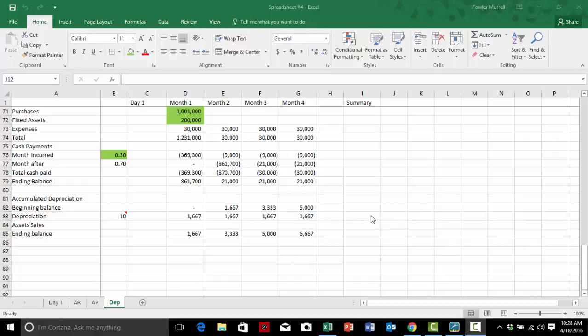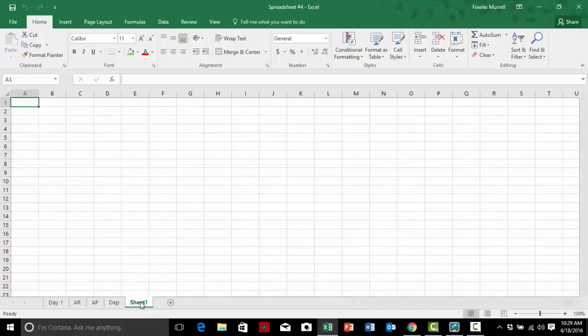Hello. Our next task requires that we add loans payable to our spreadsheet. So our spreadsheet is getting bigger and more complicated and more realistic, right? So just like with the others, we will add a new spreadsheet to it, a new tab, and we call this one loans.